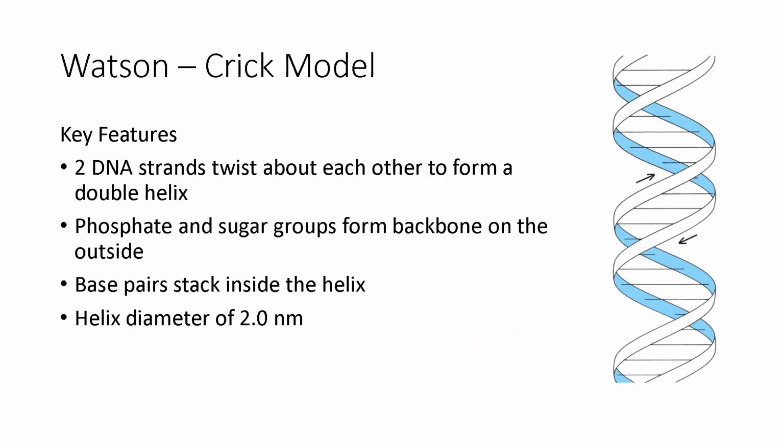Several key features define the Watson-Crick model. 2 DNA strands twist around each other in a right-handed helix. The sugar phosphate backbone is on the outside, while the base pairs stack inside, forming the rungs of the ladder. The diameter of the helix is 2.0 nanometers, and it repeats every 10 base pairs.